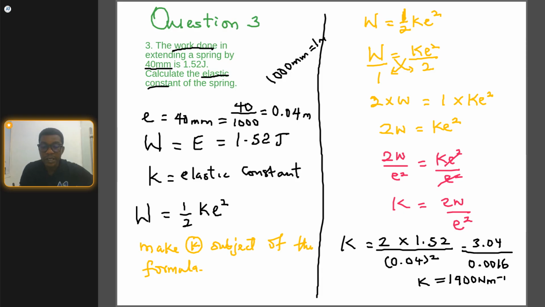So if K is given to be this value, that means the elastic constant is 1,900 Newton per meter. This is the third question we just solved. Now we are going to take the fourth question. I'm going to drop some questions after these explanations as evaluation questions. So let's take question number 4.